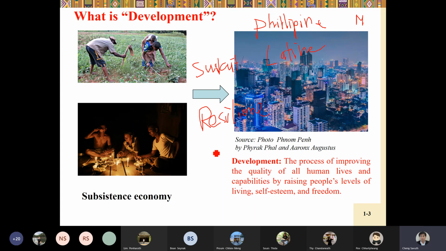So perhaps one of the issues that development economics has to deal with is to bring them some income and to eliminate poverty, so that people can actually have a better living. Income is just one part, but it's very important for them to have income before you can have anything else. So one of the goals of development and development economics is to reduce poverty.